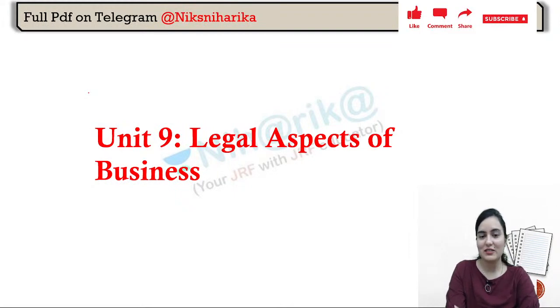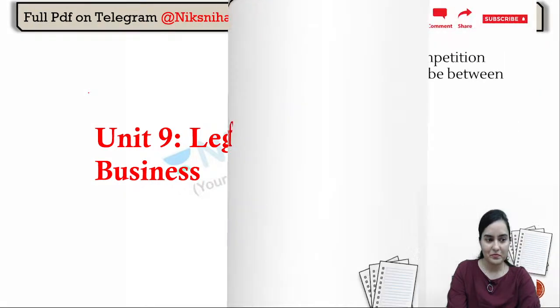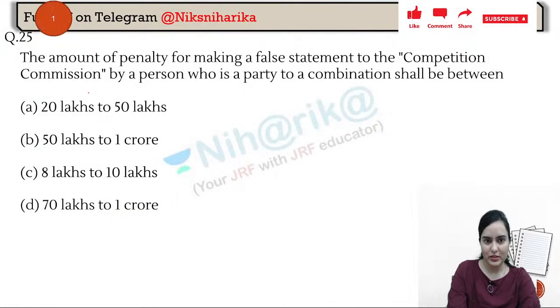Next unit is legal aspect of business. This is a theory unit where you can see: the amount of penalty for making a false claim to the Competition Commission by a person who is party to a combination shall be what?